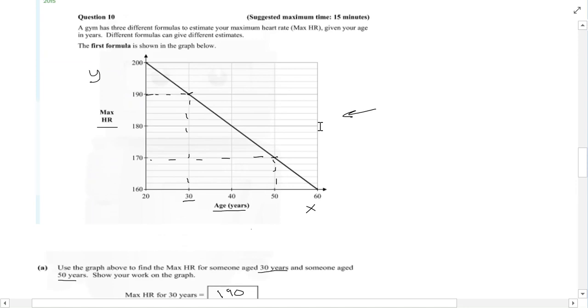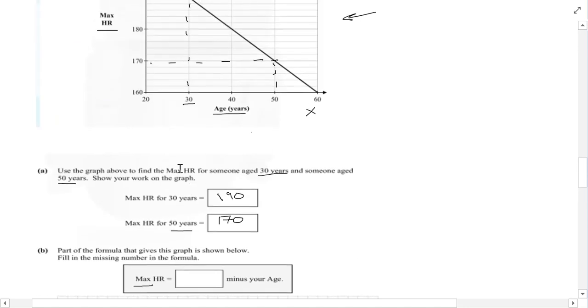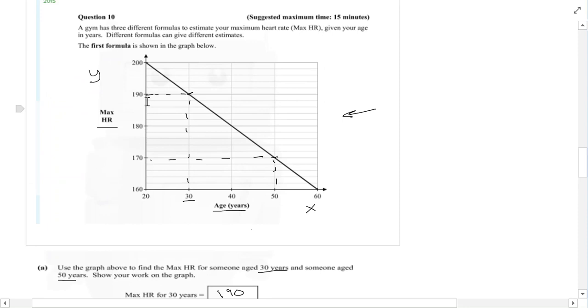So if we have a look at this, okay, so we can see here. So we're saying that the maximum heart rate, let's say in this case we're saying 190. So if we want to think about this, 190 is equal to some value for x minus, let's say, minus the age. Okay, so in this case, when the heart rate is 190, the age is 30.